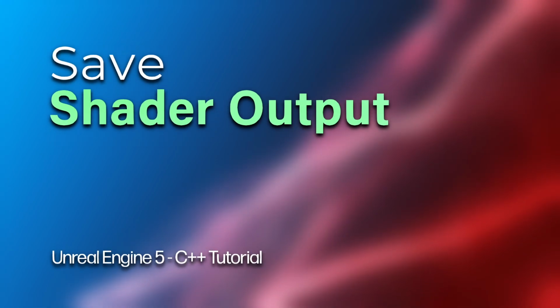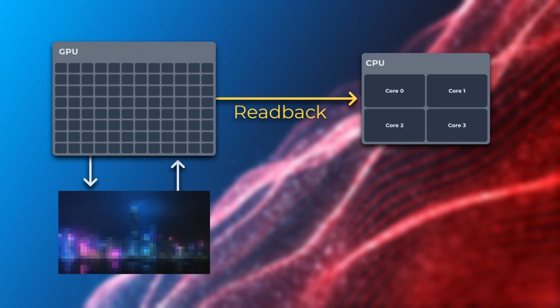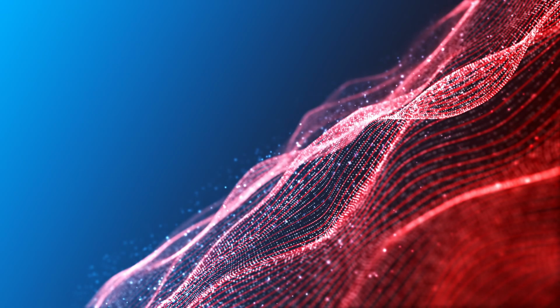Hello, my name is Sweenus, and in this tutorial I'm going to show you how you can save the result of a shader to a texture asset. That is, I'm going to show you how you can download the data back from the GPU. And it also works roughly the same for buffers too.